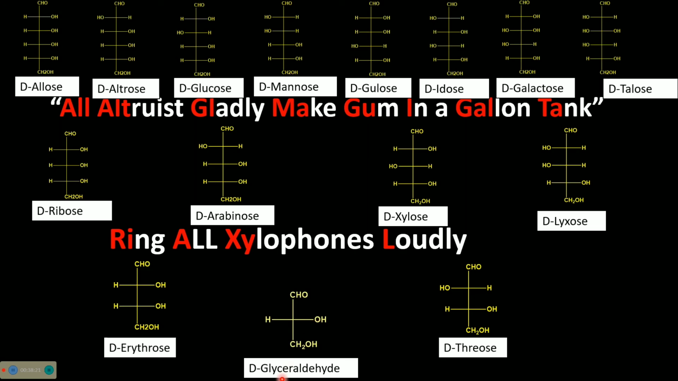And for the names: D-glyceraldehyde, from D-glyceraldehyde, D-erythrose, D-threose. From D-erythrose you will draw two structures. From D-threose, you will draw another two structures. You will get 4 pentoses. Now for pentoses, the name is ring all xylophones loudly: ribose, arabinose, xylose, lyxose. All are D in nature. From these 4 pentoses, we will get 8 different hexoses.